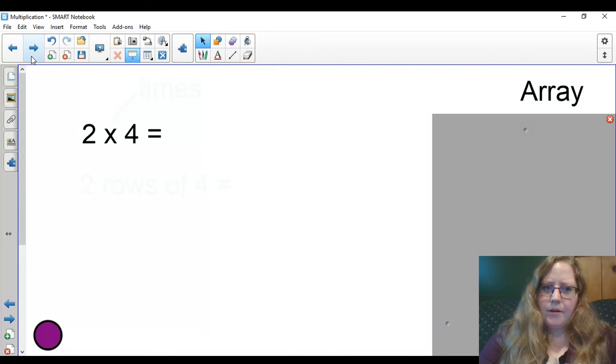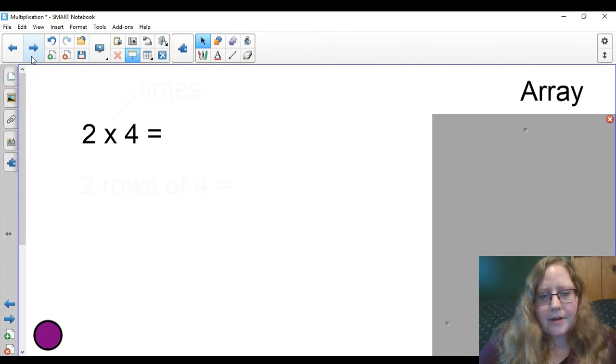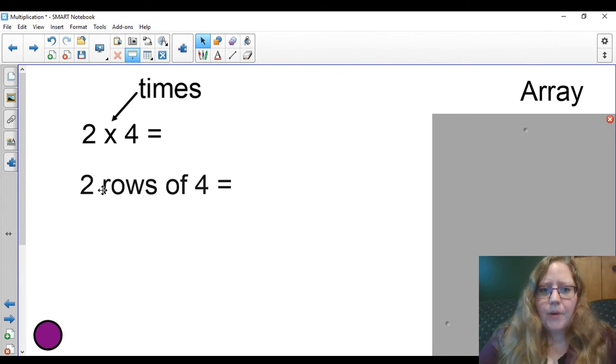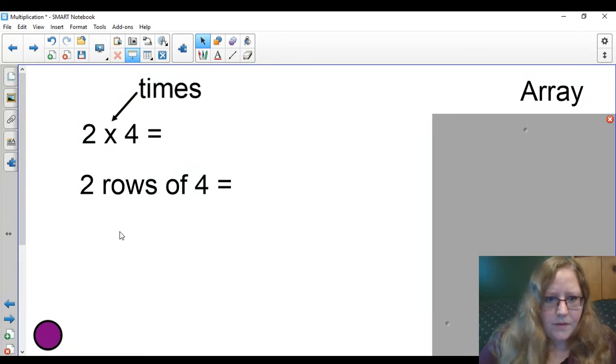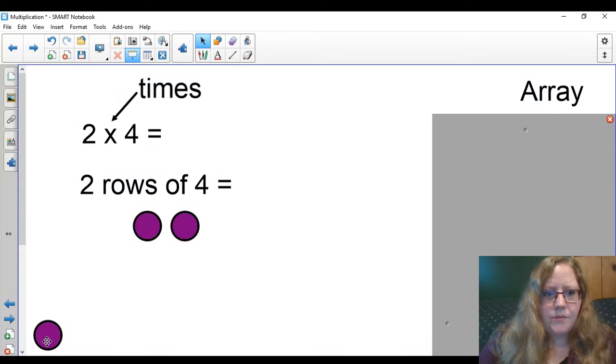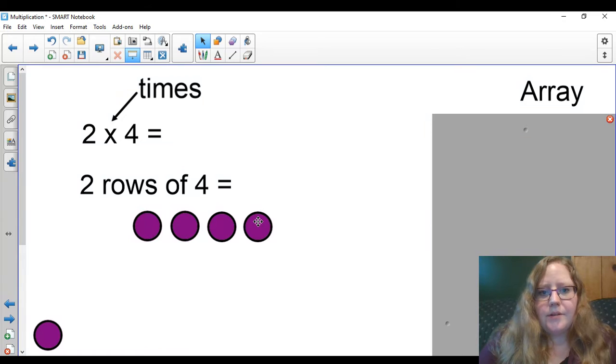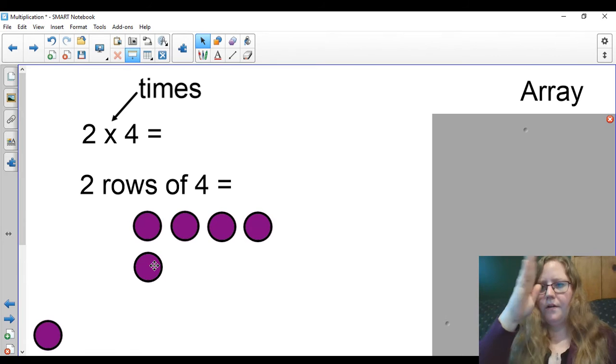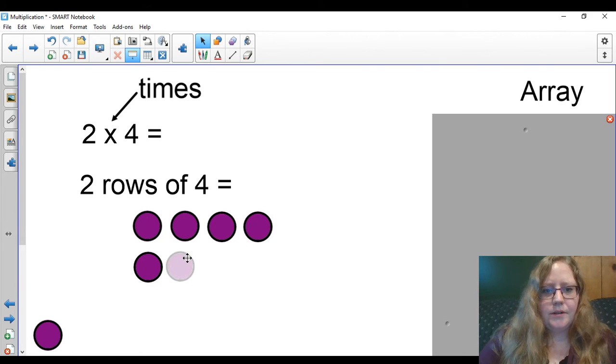An array is similar to groups of. So again, 2 times 4, this means times, is just saying 2 rows of 4. Okay, so if I wanted to make 2 rows with 4 in each row, it's kind of like making groups of, but it's just a little bit more organized. So there's my first row of 4. Remember that rows go horizontal, columns go vertically. So it's horizontal that we're talking about because rows are horizontal.